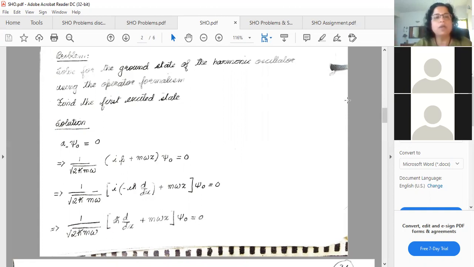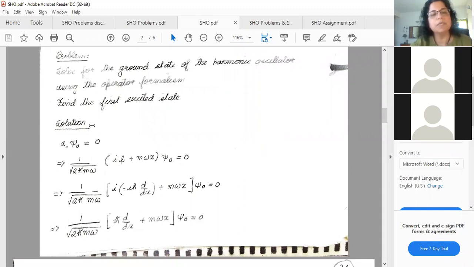So just look at the problem over here. It says solve for the ground state of the harmonic oscillator using operator formalism. So you're supposed to go with operator formalism, not write down the Schrodinger equation and try to get the ground state solution. And then of course it has asked you also for the first excited state. So here you start off with this.